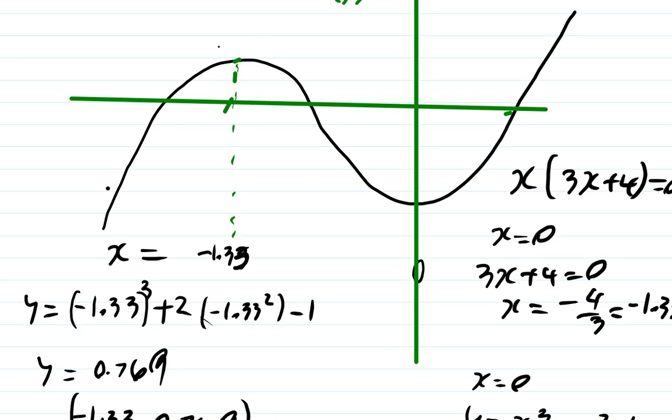One of them is at negative 1.33, 0.769. That means if you project across, this is 0.769, just like how this is negative 1.33. The other one is 0 and negative 1. Alright?